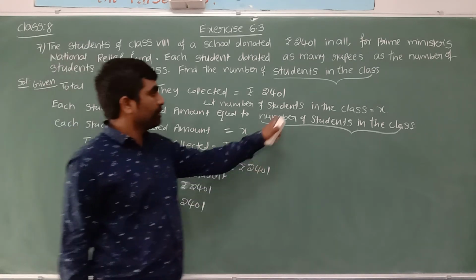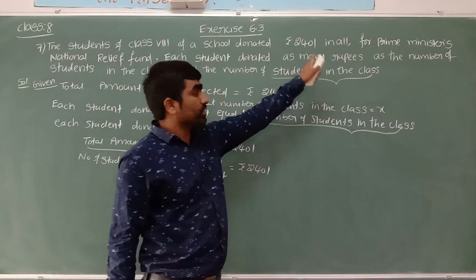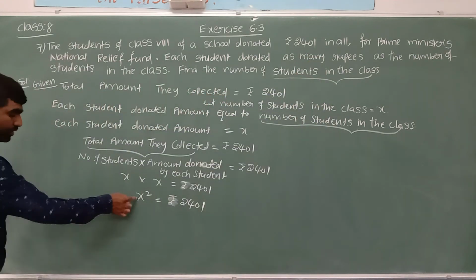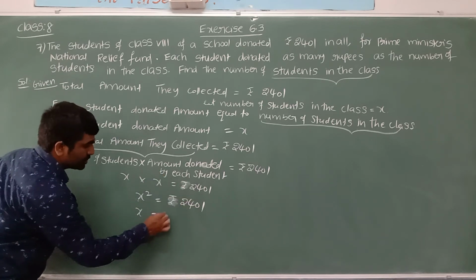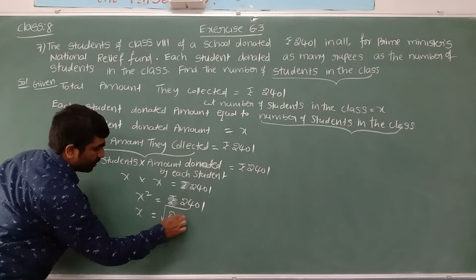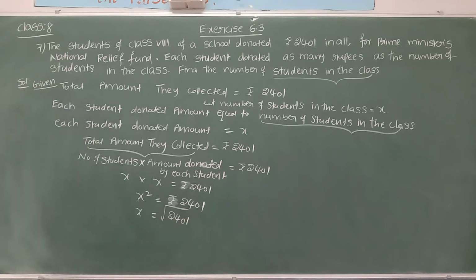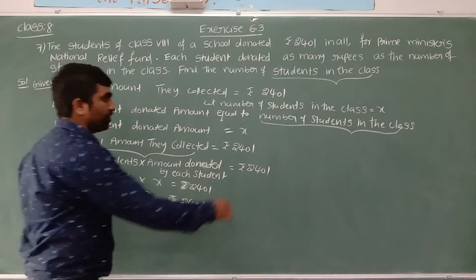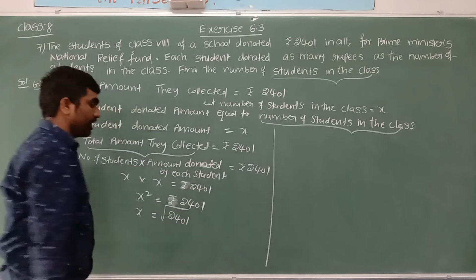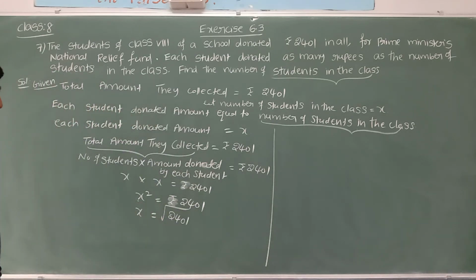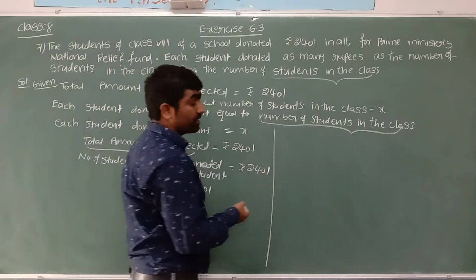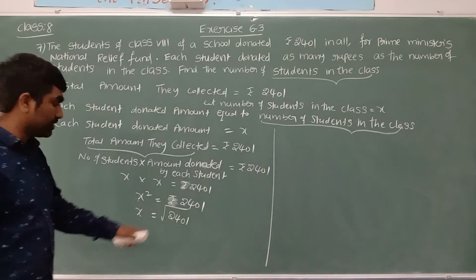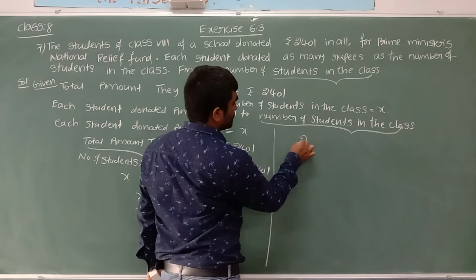What is meant by x? Students in the class. We have to find the x value. So to find the x value, this power 2 we can transpose to the other side so that it becomes the square root of 2,401. Now we have to find the square root of 2,401 by using the repeated subtraction method or the prime factorization method. Let us go with the prime factorization method.